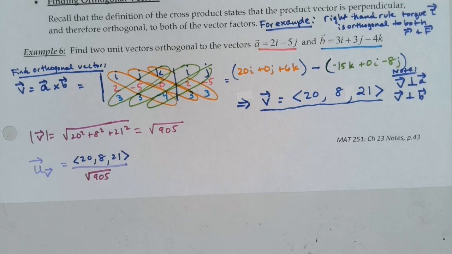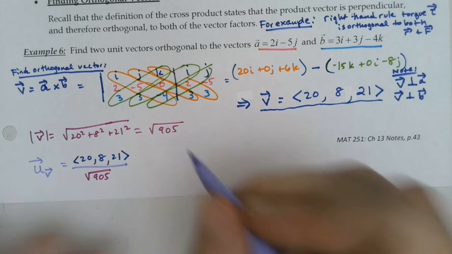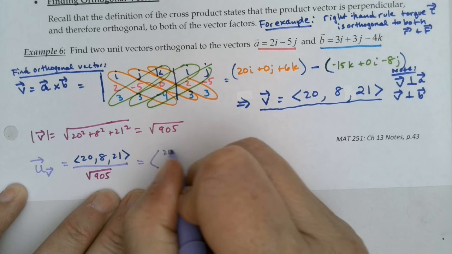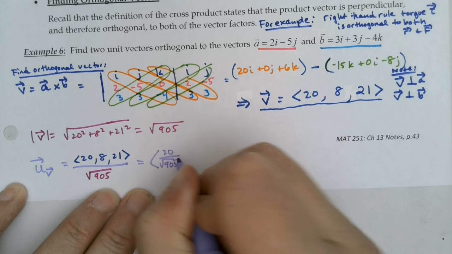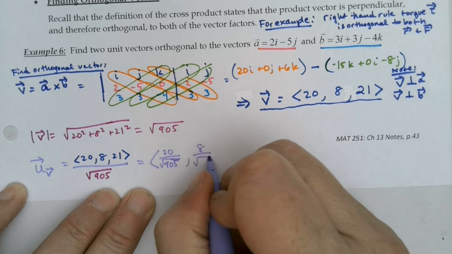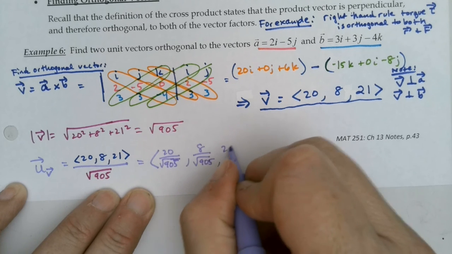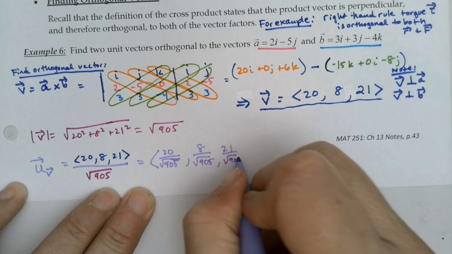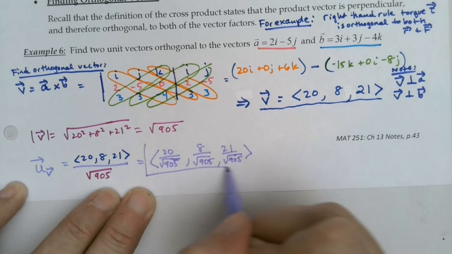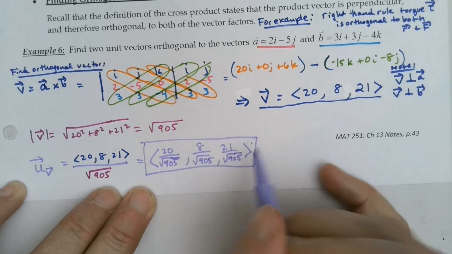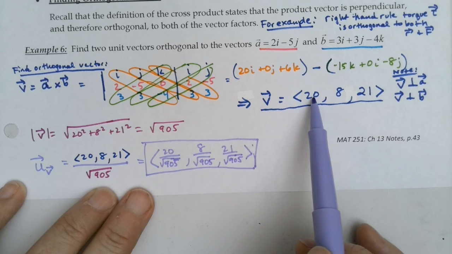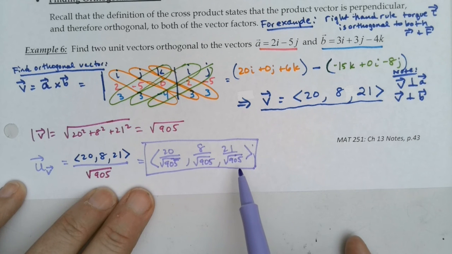And then, of course, the other one would just go in the opposite direction. So then you'd use negative u_v. So this would be 20 over the square root of 905. Yes, it might reduce, but I don't care. 8 over the square root of 905. And 21 over the square root of 905. So that's the first unit vector they asked for. It's a unit vector that's orthogonal to A and B. So it's parallel to v, but it's smaller because I divided by the magnitude of v.